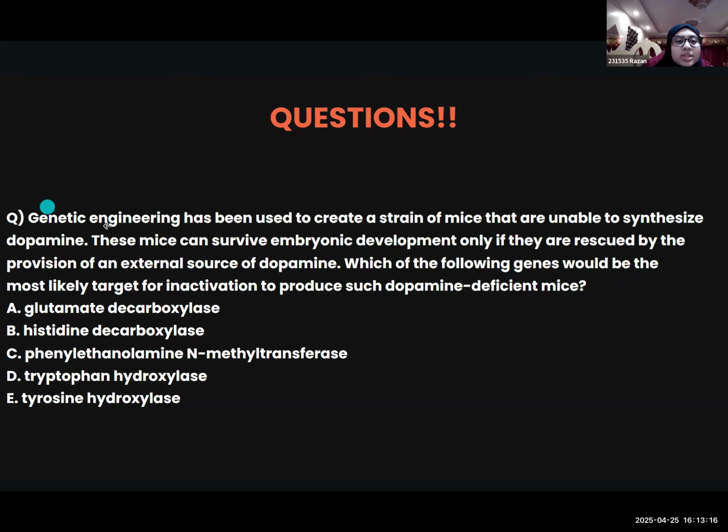Okay, no worries. It says here genetic engineering has been used to create a strain of mice that are unable to synthesize dopamine. These mice can survive embryonic development only if they are rescued by provision of an external source of dopamine. Which of the following genes would be the most likely target for inactivation to produce such dopamine-deficient mice? Since these mice don't have dopamine, it means it's tyrosine hydroxylase. So here it's asking about the enzyme.